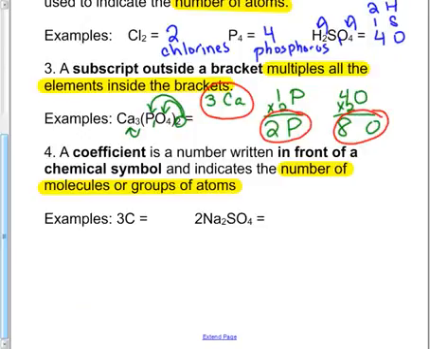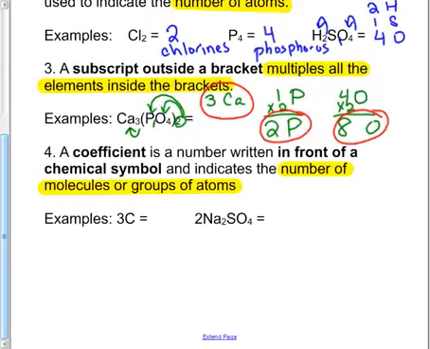Coefficient, just like in math class, means to multiply. So a coefficient is a number written in front of a chemical symbol, and it indicates the number of molecules or groups of atoms. The difference between a molecule and an atom is that a molecule is composed of atoms, right? A compound and a molecule are similar words.